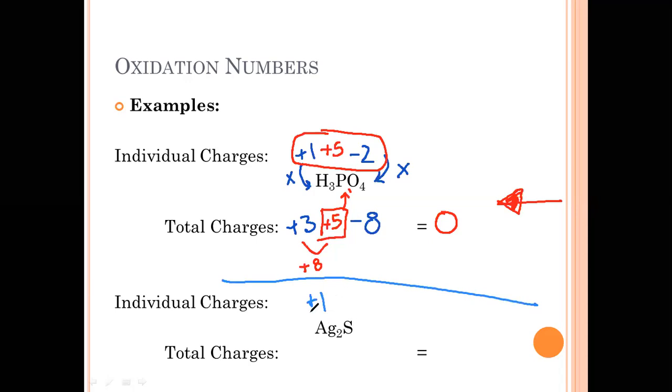Okay, so I'm going to do silver first because it only has one option. So +1 times 2 is +2. I need to make sure my charges equal out to 0. So I have +2 and a question mark equals 0. When I add those numbers together, this has to be -2. If I look back, I only have one sulfur, so I can just leave the individual charge as a -2. And then my answers would be +1 and -2.